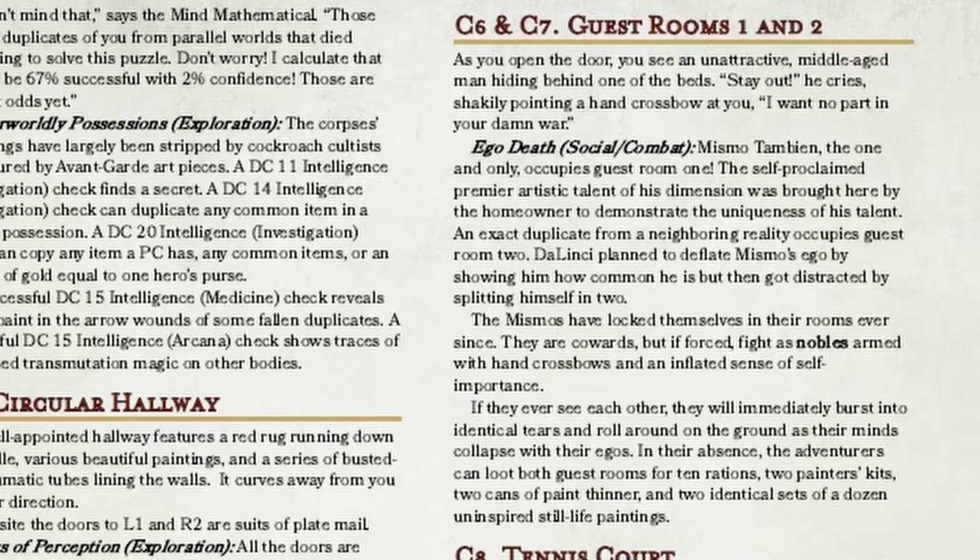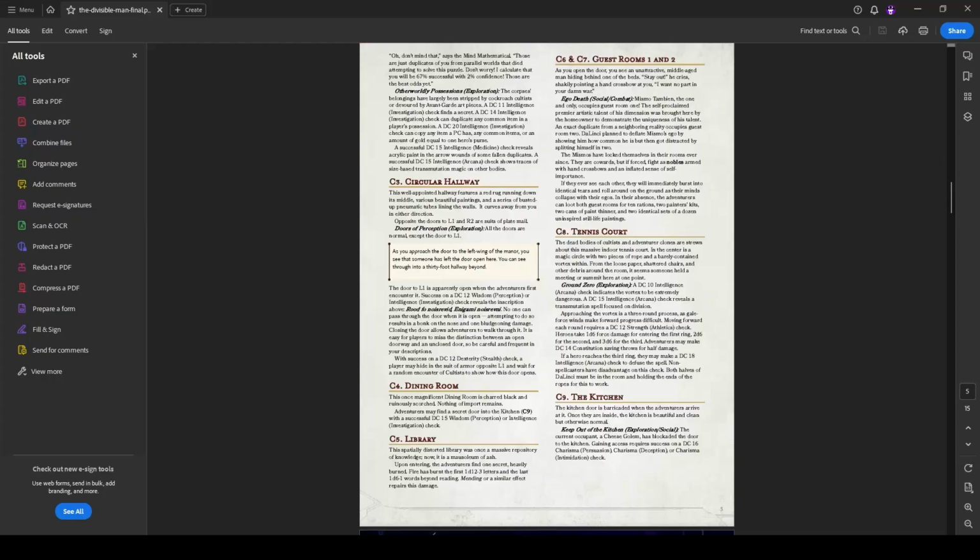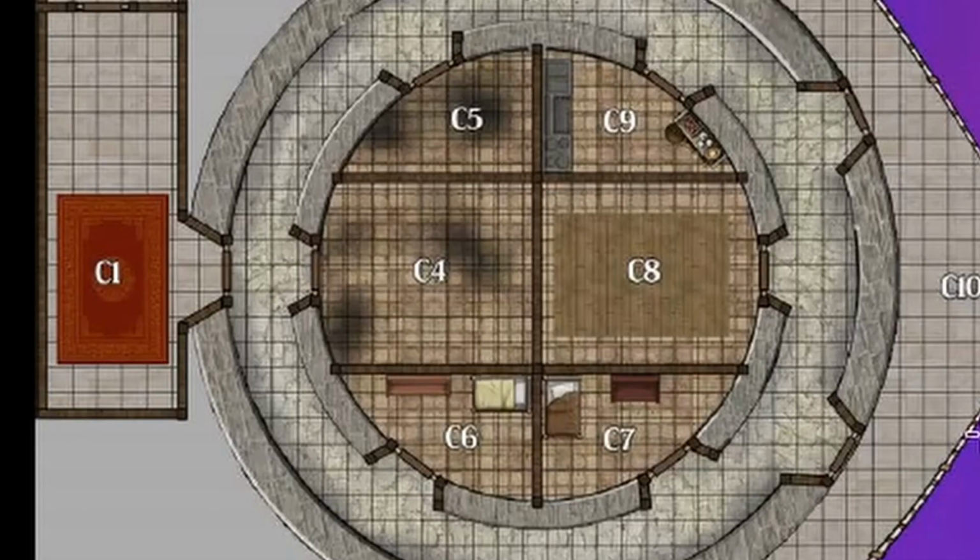It's a lot of fun to play this character, but he is effectively a noble. If he runs into himself, his mind will basically explode. Their egos collapse and they die. Otherwise, there's stuff in those rooms. So you can get rations or painter's kits. There's some paint thinner, which can be used later. There's also a dining room and a kitchen in this central area, and the one kind of leads to the other.